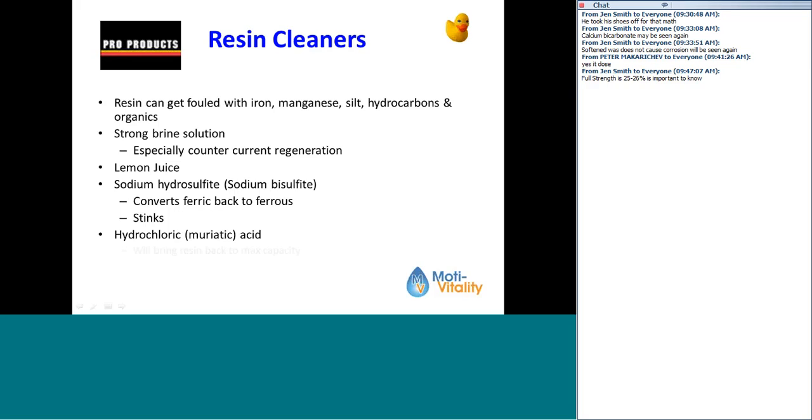Hydrochloric or muriatic acid will actually bring resin back to its max capacity. So you can repair the resin and bring it back to its max capacity by using muriatic acid to regenerate. But it's also very toxic and hazardous, so it's not something that you use typically around the house.